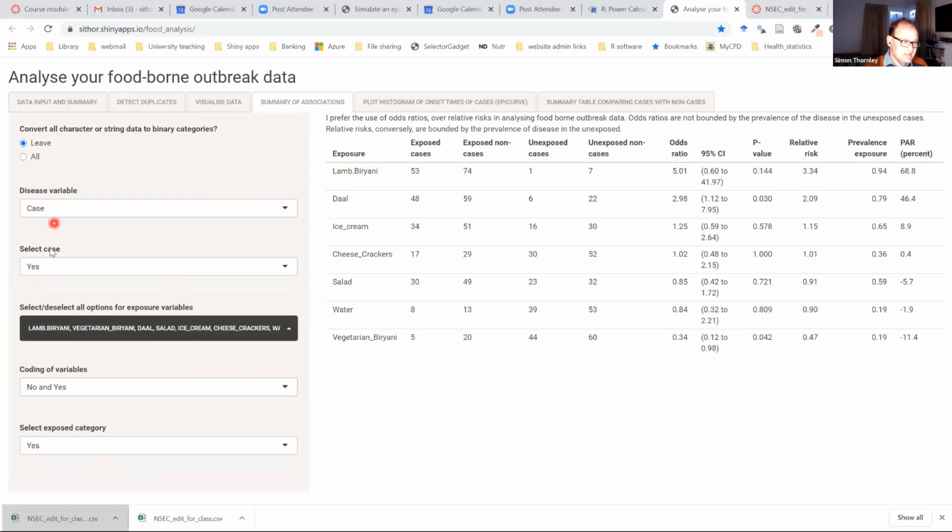Okay, so we want cases yes, exposed category yes, and then it gives us our 2x2 table here, just in a link, so we've got exposed cases, exposed non-cases, unexposed cases, unexposed non-cases. We've got our odds ratio, 95% confidence interval, so we don't have to do that painful calculation that we did in Excel beforehand. We've got our p-value, and we even got population attributable risk. Have you guys come across that yet? Can you tell me, Vasco, what's population attributable risk?